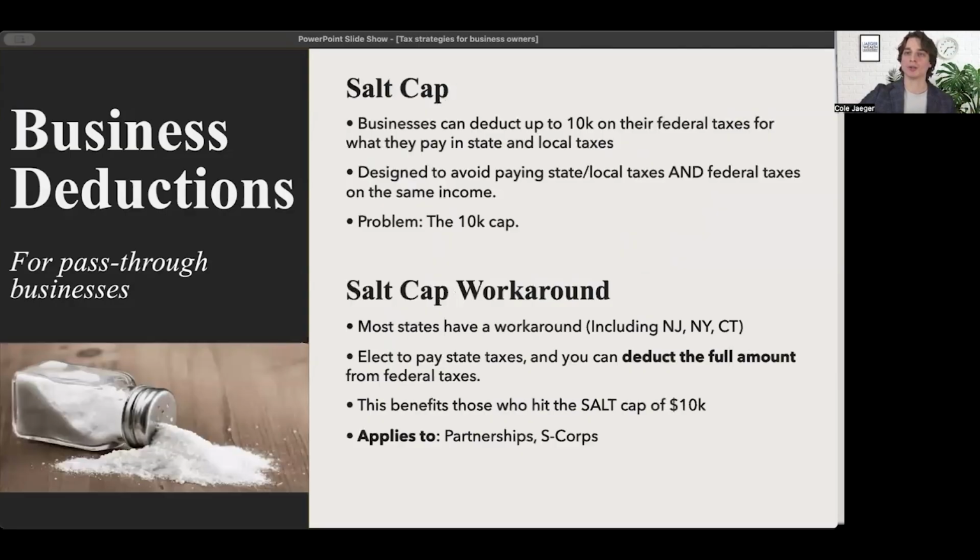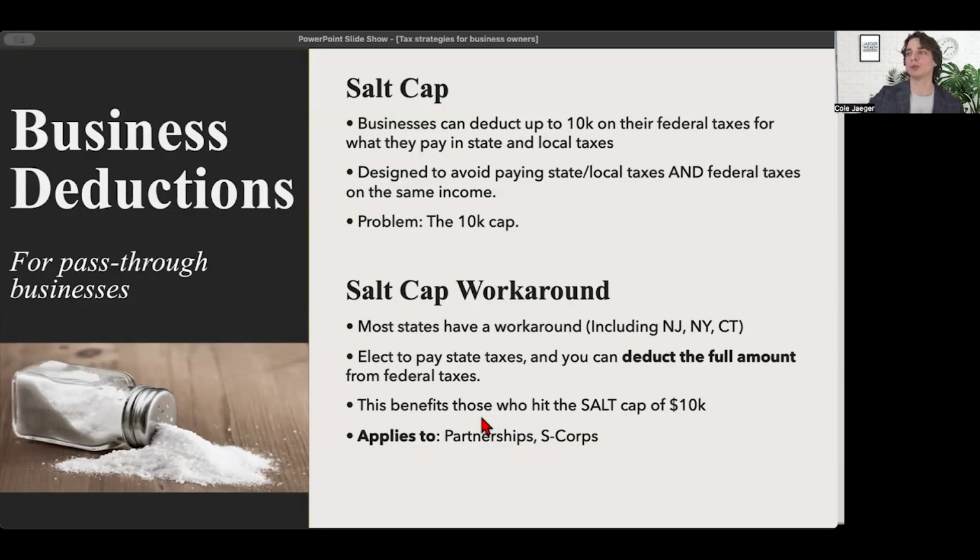The SALT cap. So no one likes paying state and local taxes on the same dollars that they're already paying federal taxes on. So thankfully, you can deduct up to $10K on your federal taxes for what you pay in state and local taxes. The problem is that it only applies to $10K. That's the SALT cap. Good news is most states, including New York and New Jersey and Connecticut, have a SALT cap workaround for pass-through businesses. You can elect to pay the full amount in state taxes, and then you can write off the rest on your federal taxes.